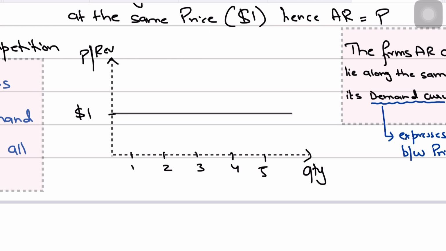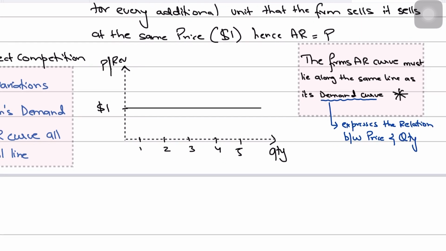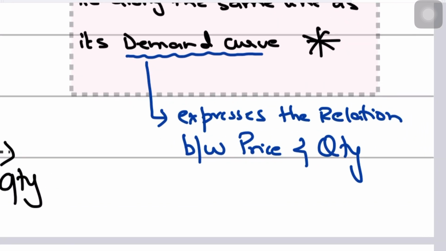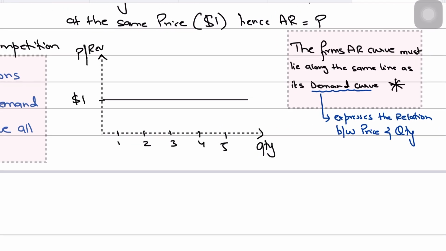So this also becomes the horizontal demand curve as well, because a horizontal demand curve represents a perfectly elastic demand curve. So in a perfectly competitive market, the demand curve is perfectly elastic, indicating it's horizontal, which simply means that the average revenue curve lies along the same line as its demand curve, because the demand curve expresses the relation between price and quantity. And that is the reason why the average revenue curve is the demand curve, because average revenue is price, and the relation between price and quantity is established by the demand curve.